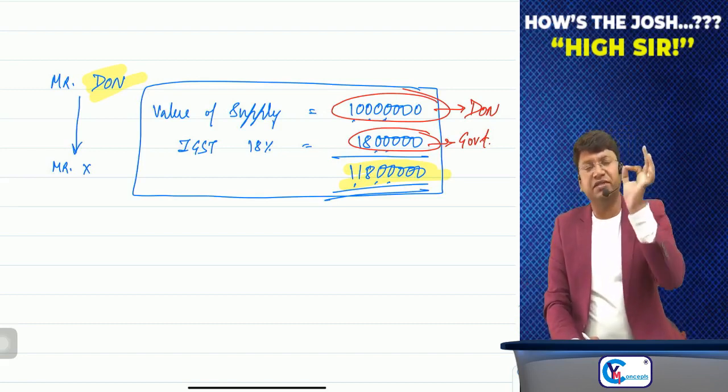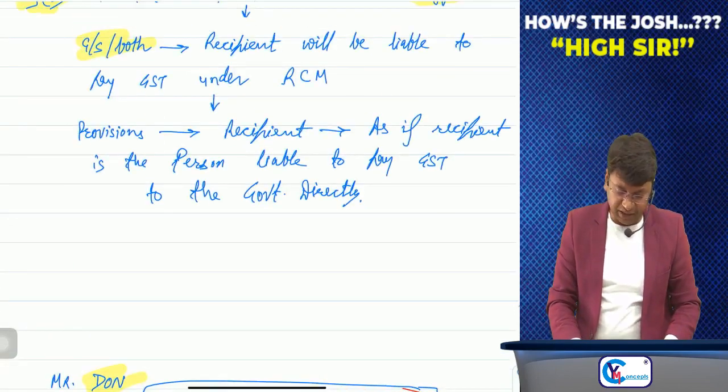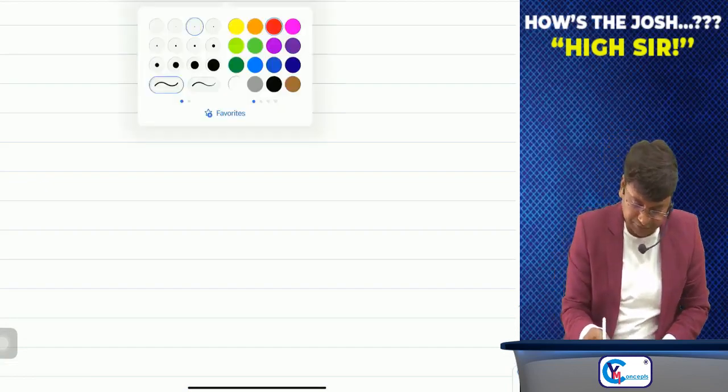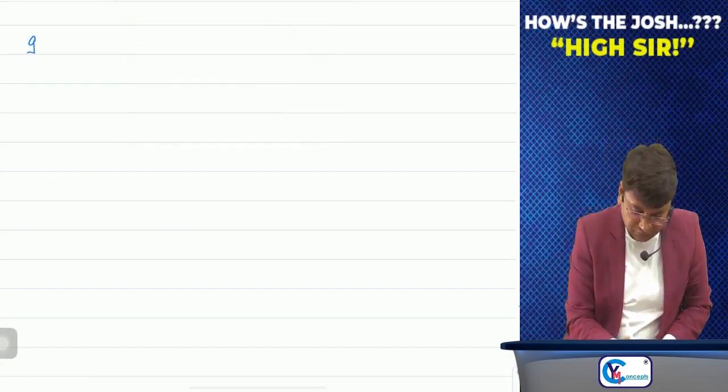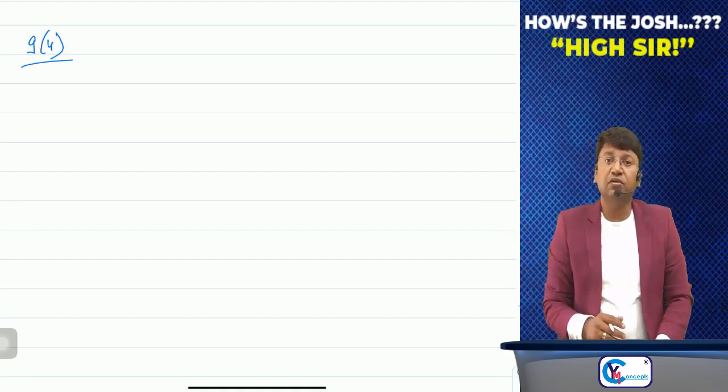Some goods as well as some services are listed. Some notified goods or services are there, but we will read it afterwards. Okay. So this is section number 9, subsection 3. Now coming to section number 9, subsection 4. Sir, section number 9, subsection 4 says that government has the power.